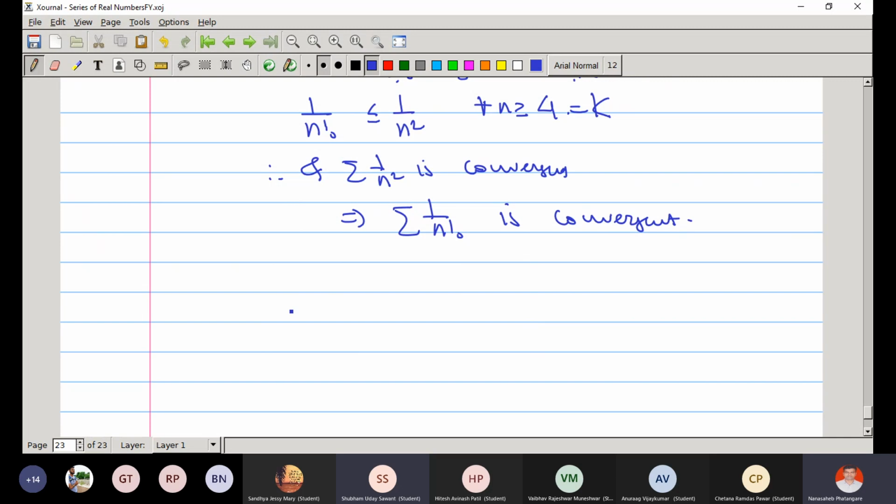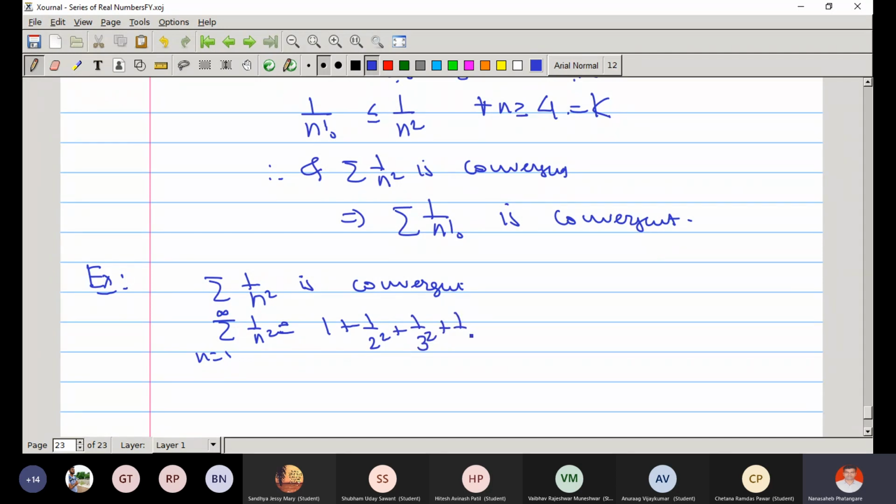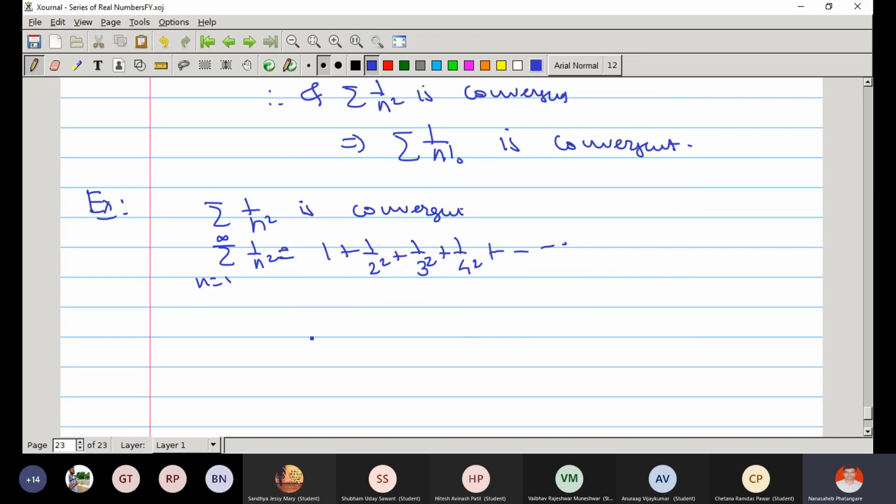Now, a simple observation. Suppose we know that the series of 1 by n square is convergent. Basically, what is this series? It is the sum from n equals 1 to infinity, so this is 1 plus 1 by 2 square plus 1 by 3 square plus 1 by 4 square. These are the terms of this series.